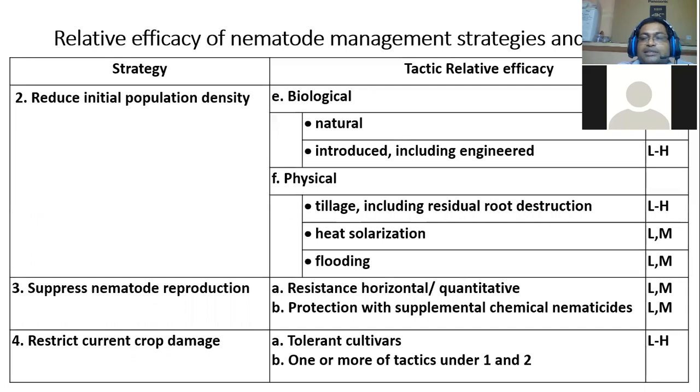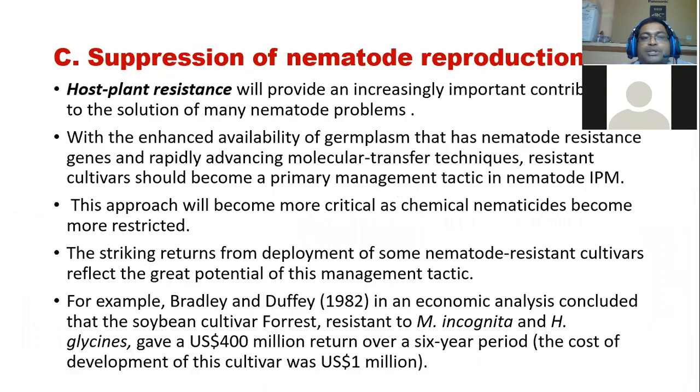Right, so the biological control and suppression of nematode production, restriction of the crop damages, then suppression of the nematode production: host plant resistance. I told you the host plant resistance is an innate genetic makeup of the plant that can work against the organism that is going to attack their main crop. For example, if the tomato's own immunity is there, then the nematode will not attack, will not penetrate, will not multiply. There are three ways in which they will work.